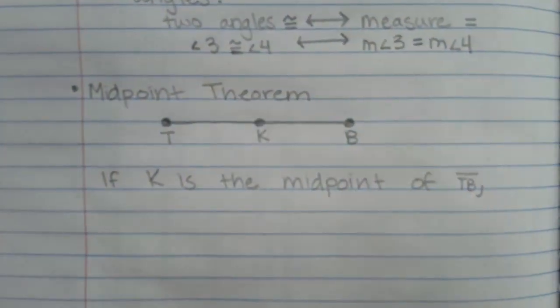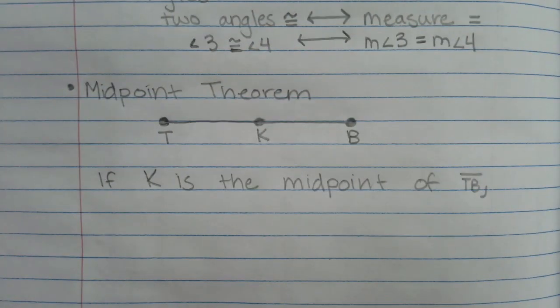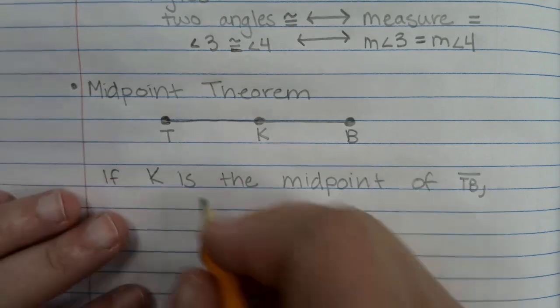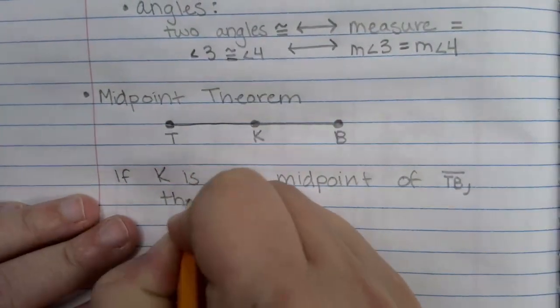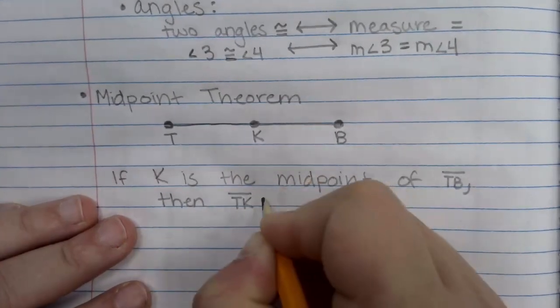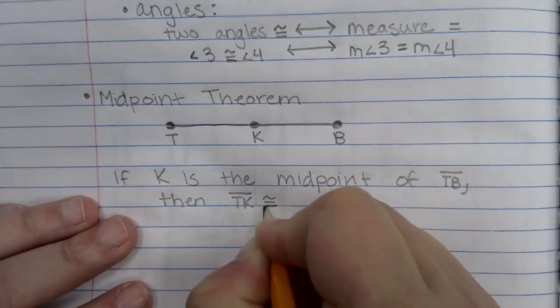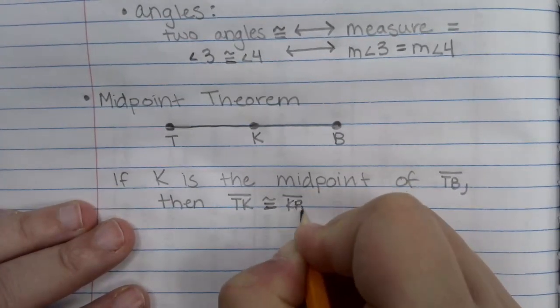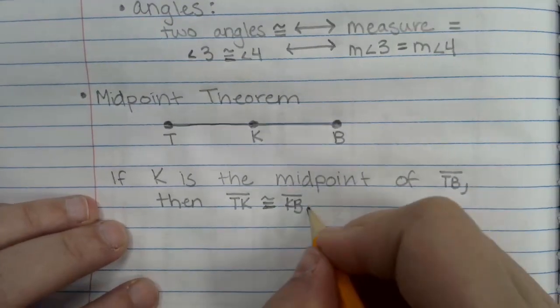We came up with 5 conclusions earlier. Good. Can you say that a little bit louder? Good. Then TK is congruent to KB. The sides are the same. And that midpoint theorem uses that symbol congruent. That's going to come into play later on. So keep that in mind.